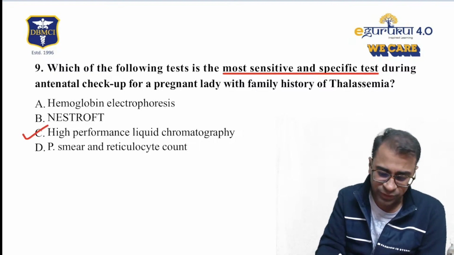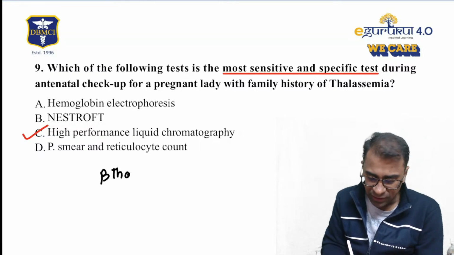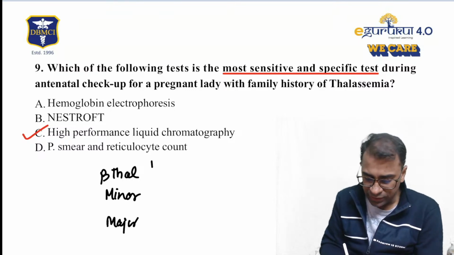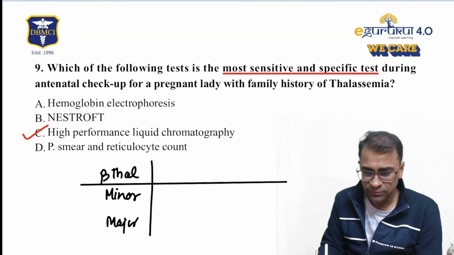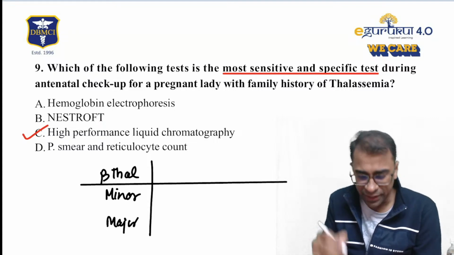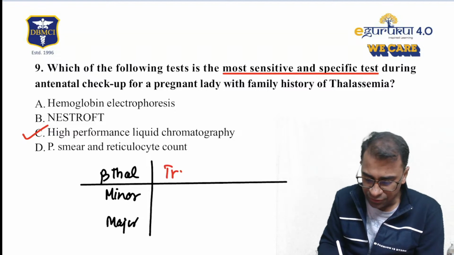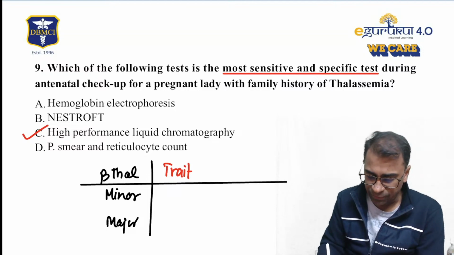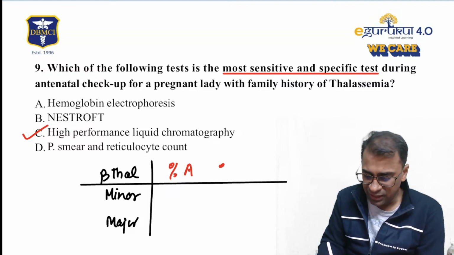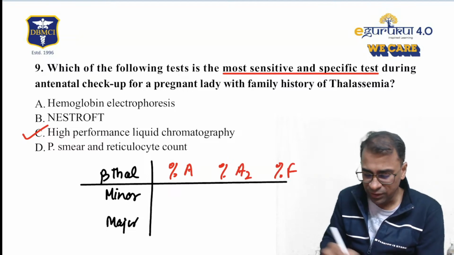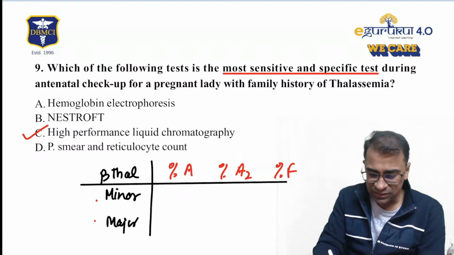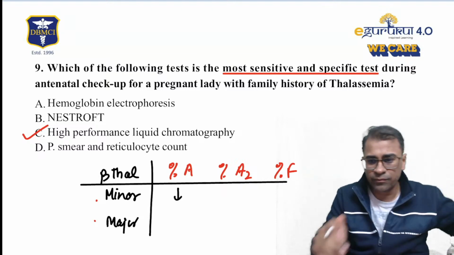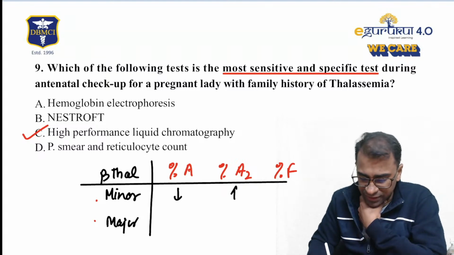Now the question they can ask you is about beta thalassemia. They can ask you about minor and about major. So in these two cases, they can ask you what will happen to the various types of hemoglobin, the percent of HbA, A2 and F. Do you remember, if the question is minor, then A is decreased, A2 is increased, F remains normal.